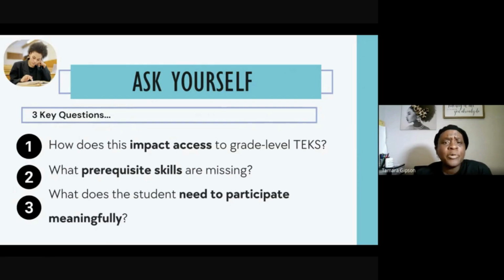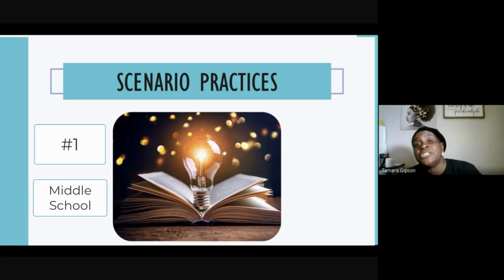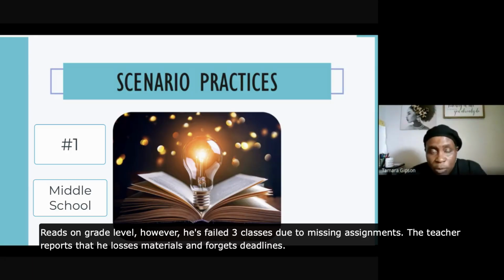And functional performance is not just test vocabulary. So let's put it in action. I'm going to present to you a few scenarios. The first one is a middle school student with ADHD who reads on grade level. However, he's failed 3 classes due to missing assignments. And the teacher reports that he loses materials and forgets deadlines.